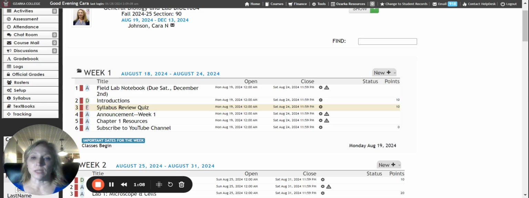So those are discussions. This week, I also have a quiz. It's over the syllabus. I want to make sure that you pay really close attention to the syllabus and get the things that you need out of there. Almost all of your assignments are going to be due on Saturday at 11:59 p.m. during the week in which they're assigned, except for the Field Lab Notebook, which is a semester-long assignment. It will be due on Saturday, December 2nd at 11:59 p.m.